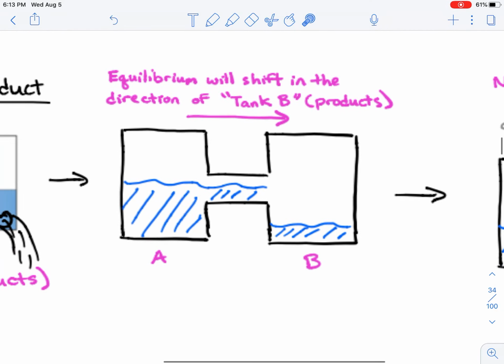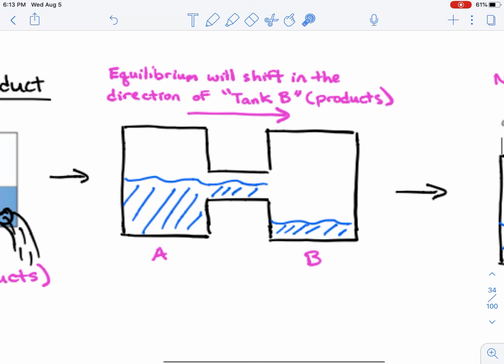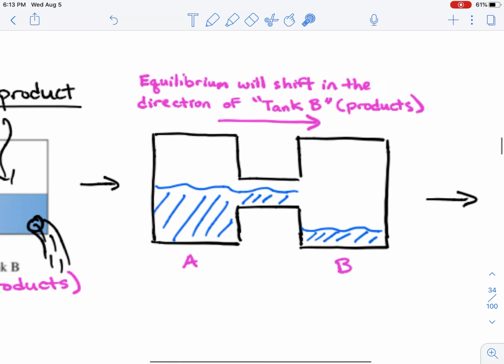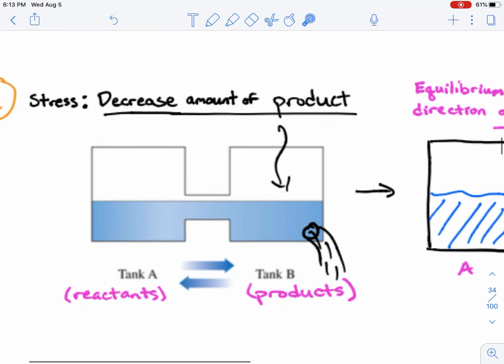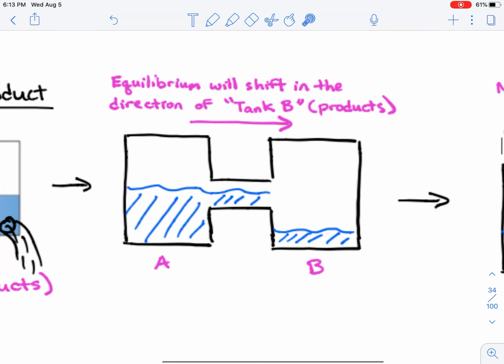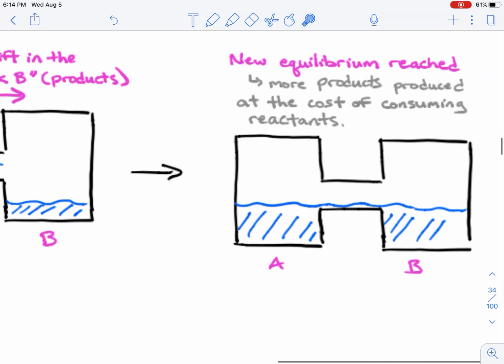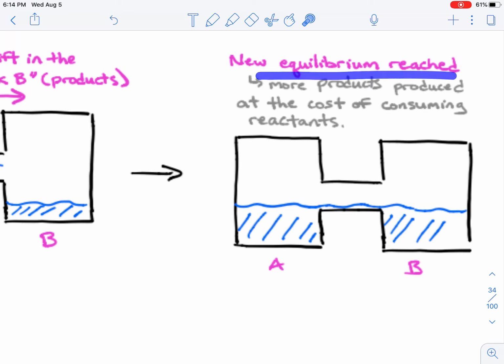And so with respect to a chemical reaction, if we were to somehow decrease or remove product through precipitation or evaporation, then the chemical system will respond by consuming reactant to produce more product. So it's basically trying to compensate for the product that was lost through precipitation or evaporation or what have you. And it's going to keep on doing so until a new equilibrium is reached.